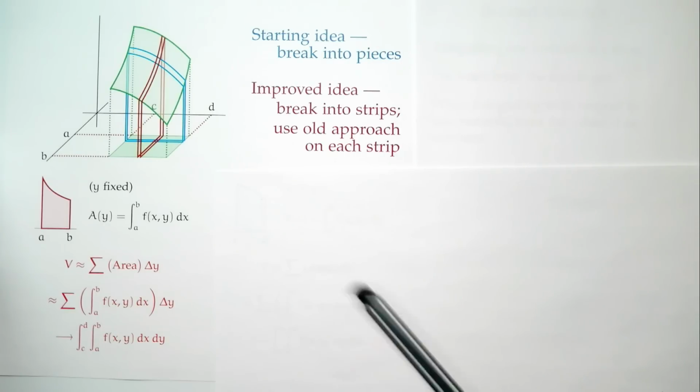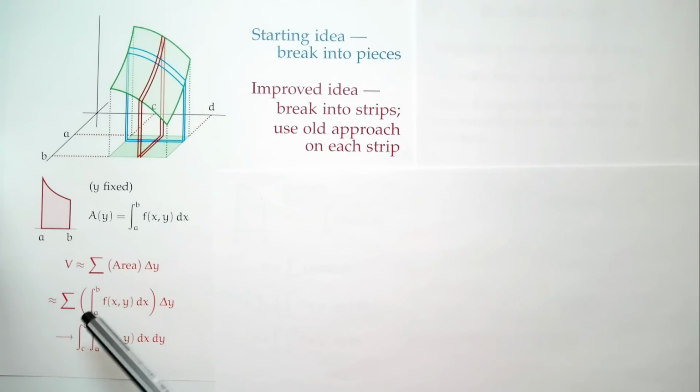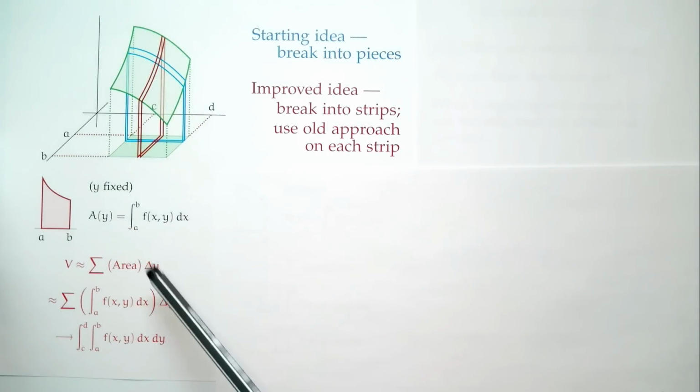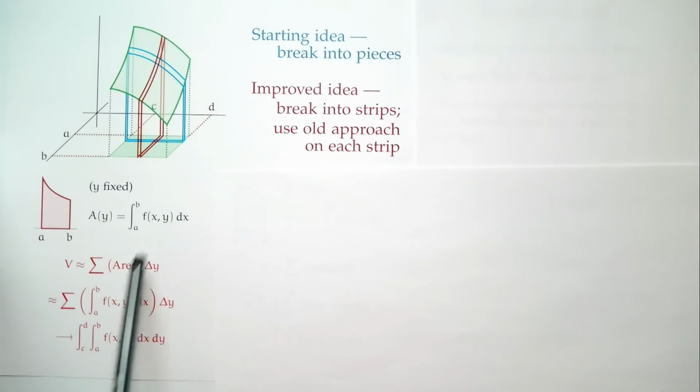Now if I want to find the volume, what I can do is say it's the area times a little bit of change in y. I'll call that delta y. The area, we just plug in what we just found. It's the integral from a to b of f of xy dx. And then we're adding up delta y. Now we take our limit, delta y gets smaller and smaller, and that becomes an integral. y is going from c to d, integral a to b f of xy dx dy.